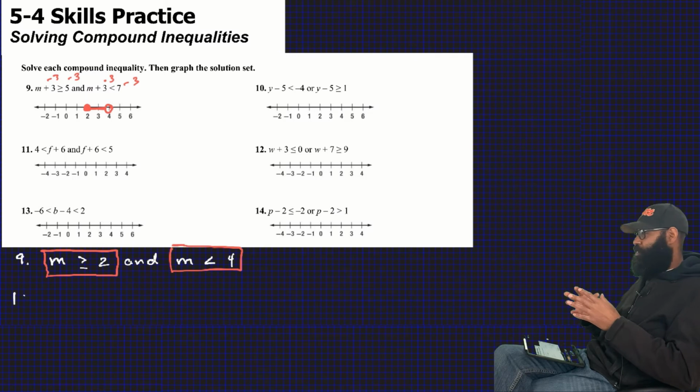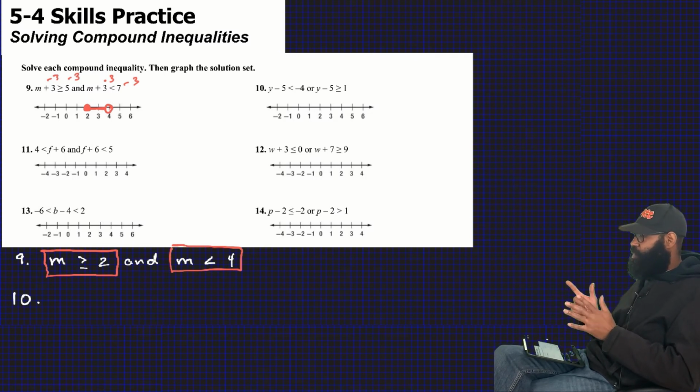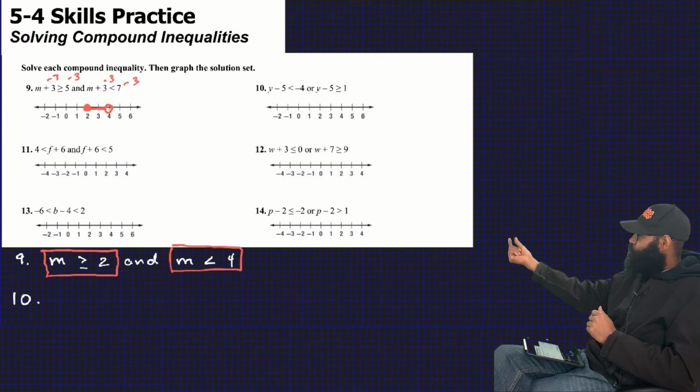All right, second one, guys, open circle because it's not equal to, going to the left. And you see how such a small section it is? That's fine. No big deal.